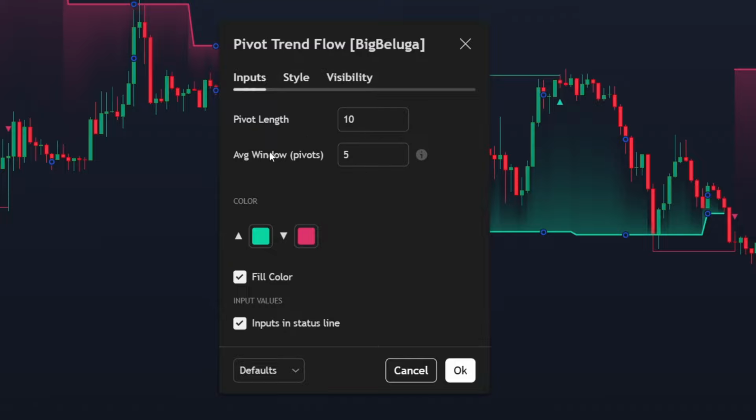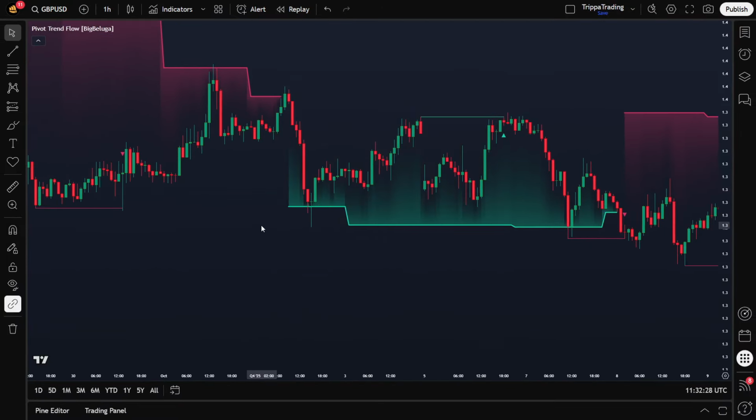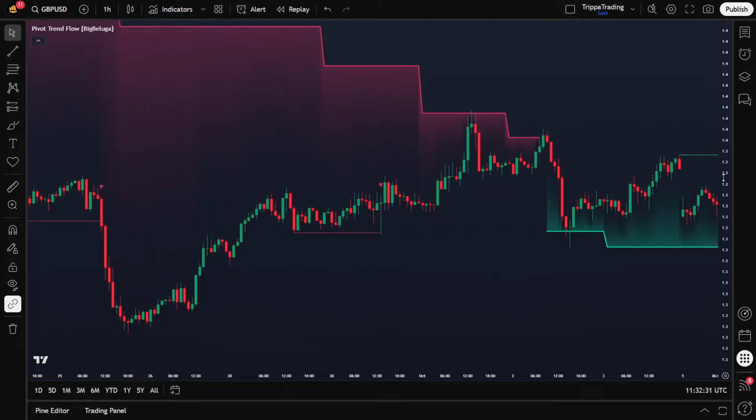The next setting is average window for pivots. This controls how many recent pivots are averaged to create the upper and lower band. I like to keep this at 5. That means it takes the last 5 pivot highs and lows and blends them smoothly into those dynamic green or red lines you see on the chart. If you set it higher, it reacts slower but gives a steadier trend. If you set it lower, it reacts faster but can flip too often. 5 is that sweet spot, smooth but responsive. Once that's done, click OK, and now let's talk about how to trade with it.